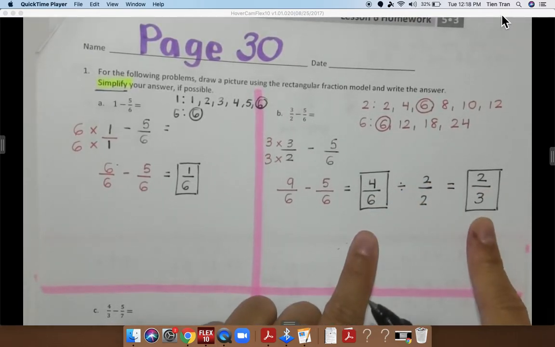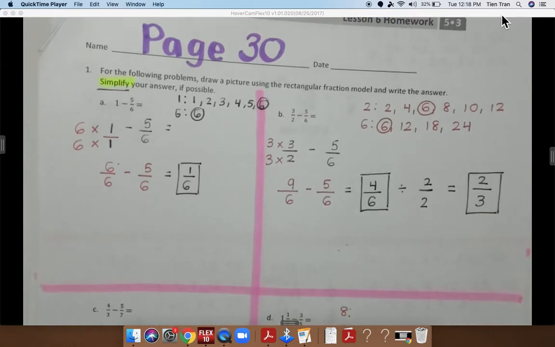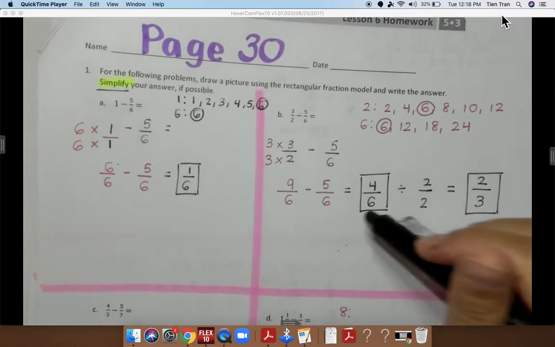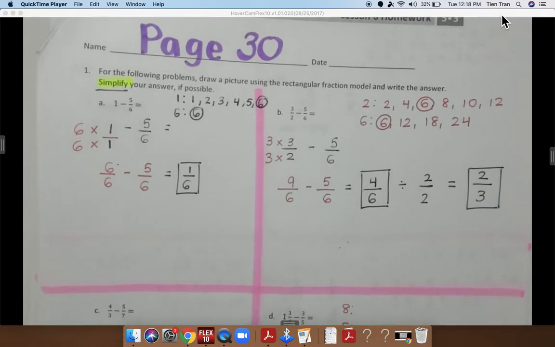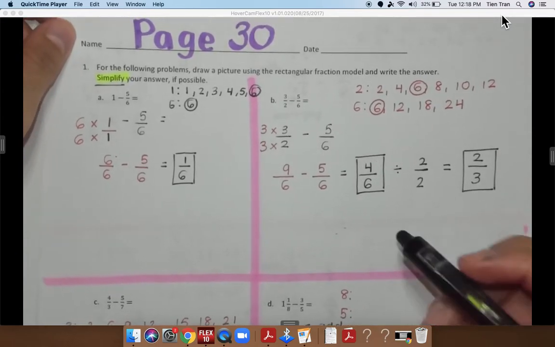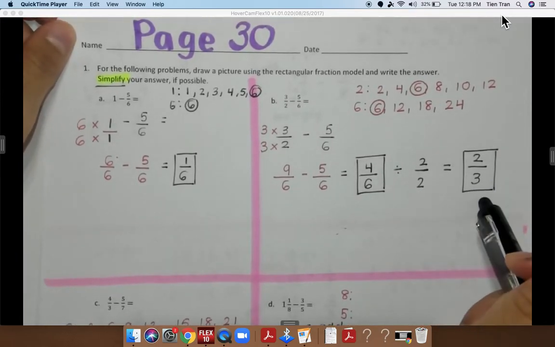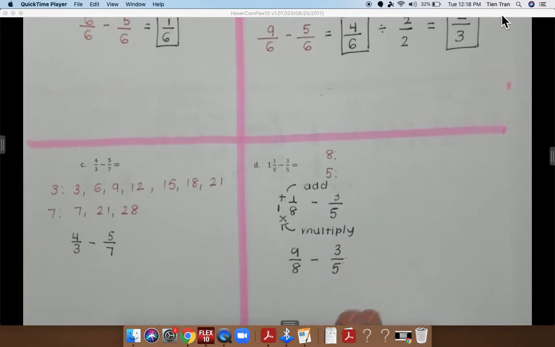Now notice that both of these answers are equivalent to each other. So sometimes you might see the simplified answer, and sometimes you might see the answer where you just got 4/6. They want you to be aware of equivalent fractions. And remember, equivalent fractions are equal to each other. So now we're going to move on to problem C.